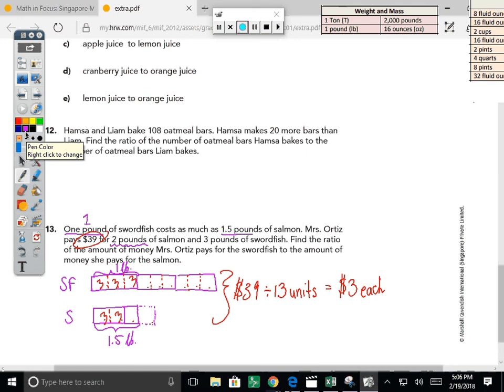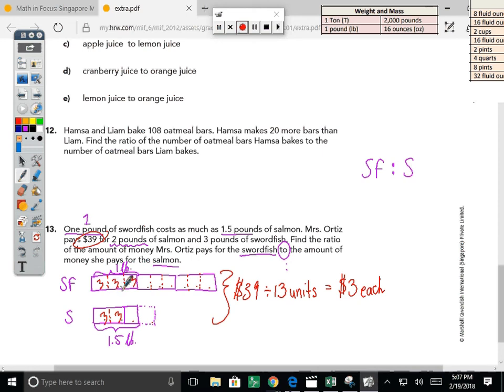It says, find the ratio of the amount of money Mrs. Ortiz pays for swordfish compared to the amount of money she pays for salmon. So, final answer over here. Try to find some space for you. Maybe get out some lined paper if you're fighting with it like I am. I want swordfish to salmon. So let's go back to the swordfish.